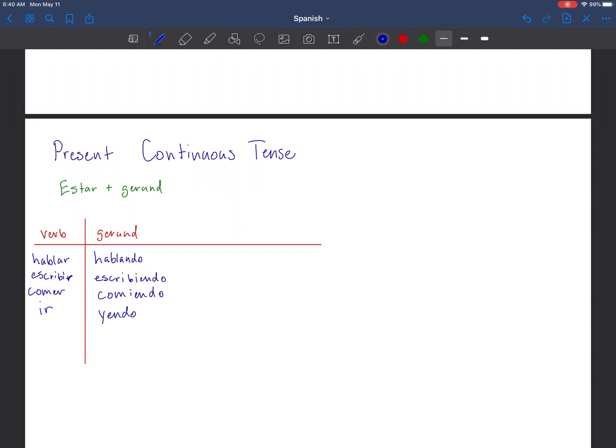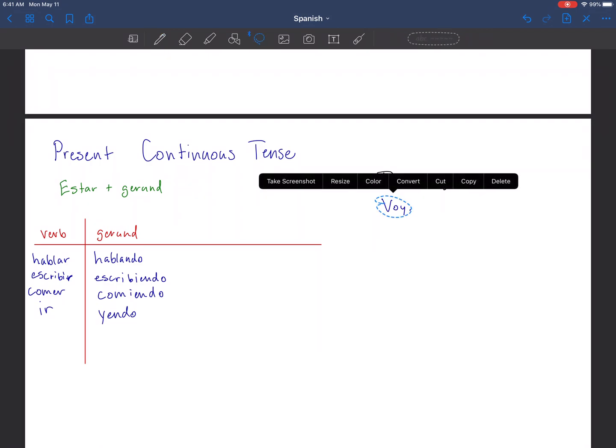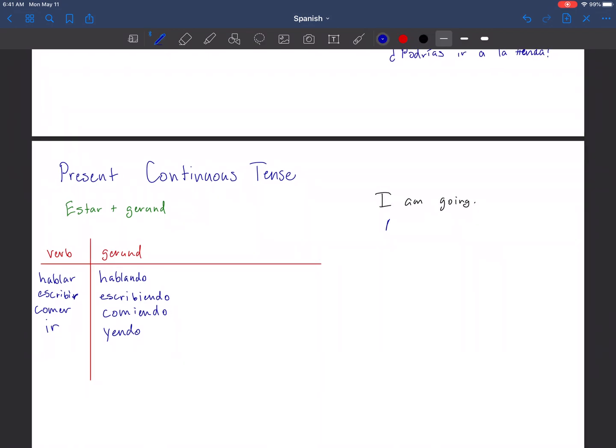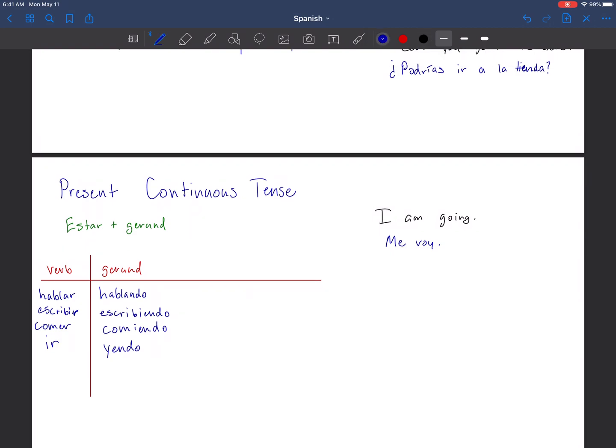That's a good point to talk about. So if you want to say I am going, you would not say estoy yendo. You would say voy, right? Rather than estoy yendo, to say I am going, I would say voy or me voy, right? You might see that used sometimes. Me voy. And that sort of means I go myself, right? We've talked about the reflexive form of that. But you would not say estoy yendo, right?